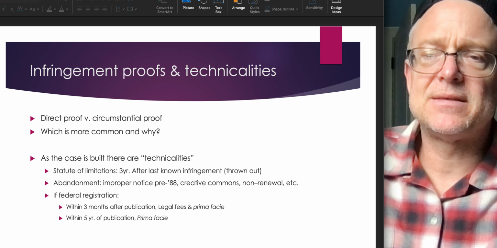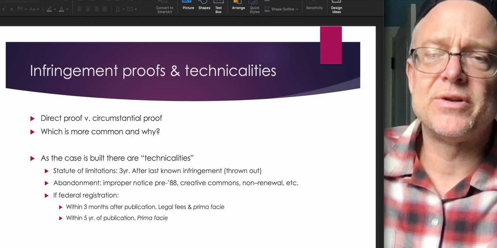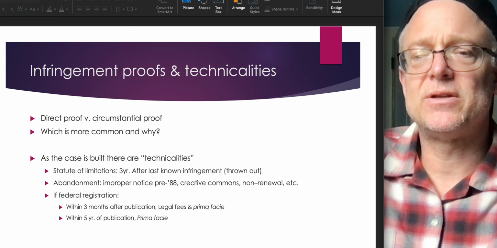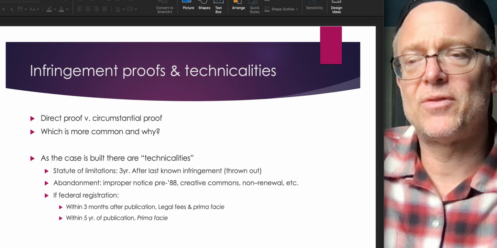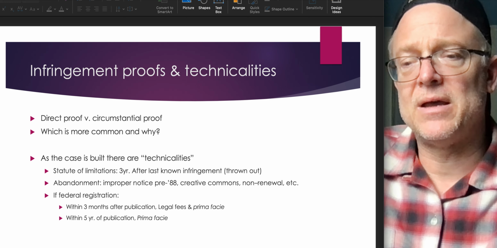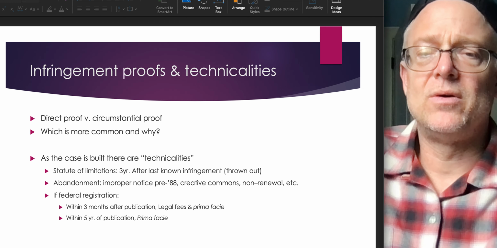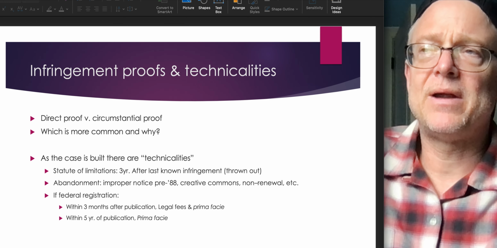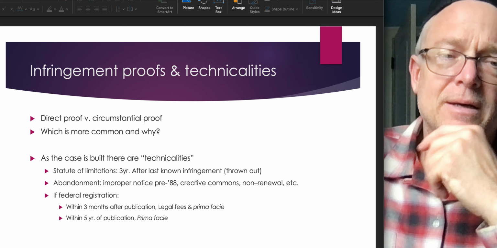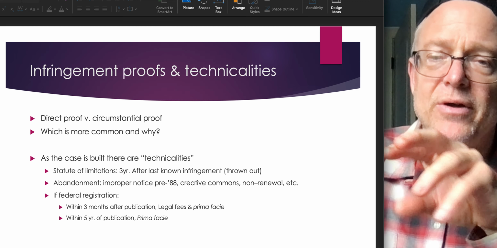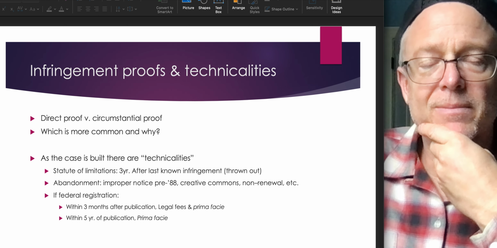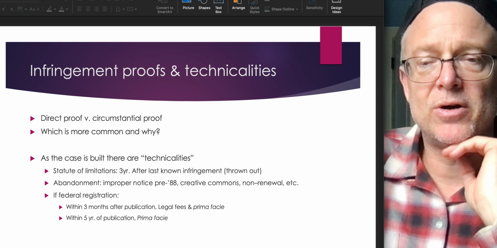And then, as the case is built, there are what's known as technicalities. So when you bring an infringement case, we talked about the statute of limitation. It can be thrown out if it's beyond 3 years past the last known infringement. But there's also something called abandonment. And so if your copyright notice, where it says Circle C 1989, Paul Linden or whatever, if that notice is listed improperly, it used to be more regulated, but that was something that shifted with Bern. You can see 1989.